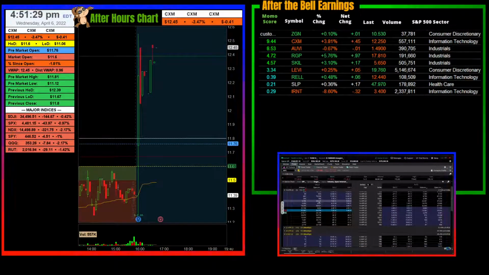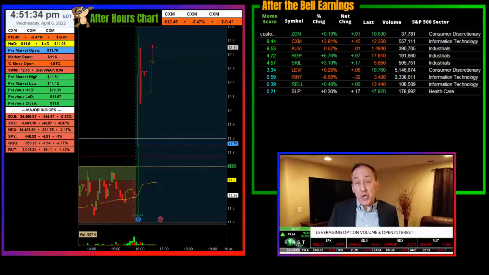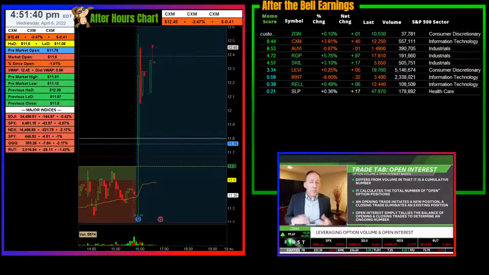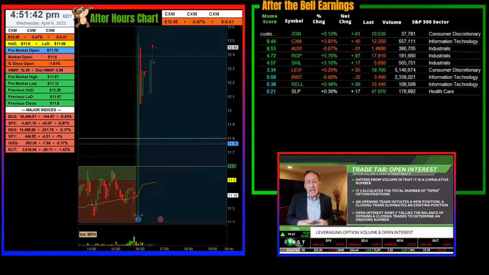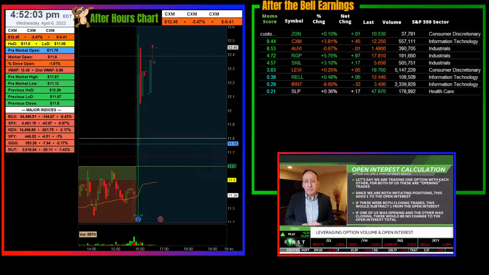Yeah, sure, Scott. A good way to better understand open interest numbers is, let's say we're trading one option with each other, you and I, and both of us are opening trades. Since both of us are initiating positions, that will add 1 to the open interest. If both of us were closing the trades, this would subtract 1 from the open interest. Finally, let's say one of us was opening the trade and the other happened to be closing the trade. This would be no change in the open interest total, Scott. Okay, well that makes sense.